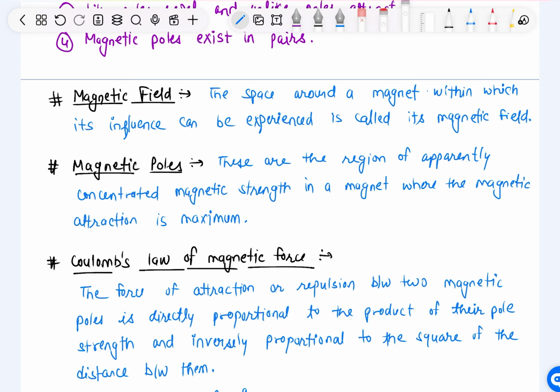वहाँ क्या होगा, attraction हमारा maximum होगा, which are called the magnetic poles.